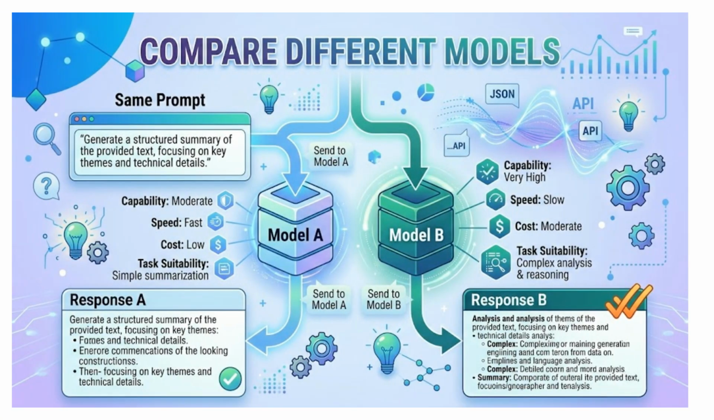The OpenAI Playground also allows us to experiment with different models. We can take the exact same prompt and test it with Model A and Model B. Then, we can compare the responses. Different models may provide different levels of capability, speed, cost, and performance for particular tasks. For example, one model might be faster and less expensive, while another may be better suited for more complex reasoning. This comparison helps us choose a model that fits the needs of our application.